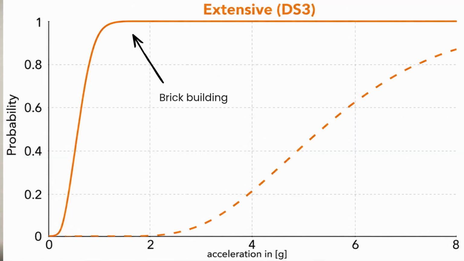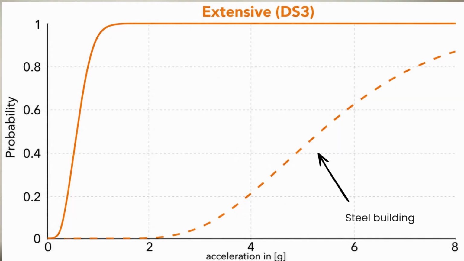And so a good example would be an older brick building, maybe made 100 years ago, that didn't have any reinforcement or earthquake design. It would have a fragility curve much further to the left, whereas a more modern steel building designed by earthquake engineers, that curve would be much further to the right because it's stronger and more resistant to earthquake shaking. Okay, that makes sense. So weaker buildings are to the left while stronger ones are to the right. But can you tell me a little bit more about the steepness of the curves?